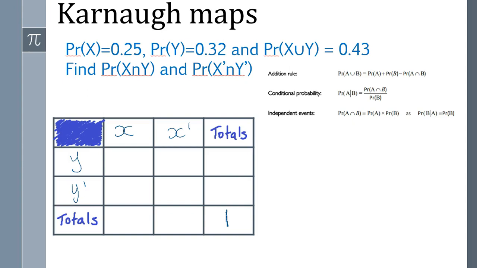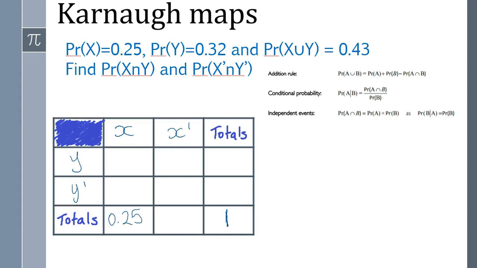The probability of X occurring is 0.25. So this is the X occurring column here. If we're talking about the ice cream, they could like chocolate or not like chocolate, it doesn't matter, they still like vanilla. So the total goes down the bottom here.